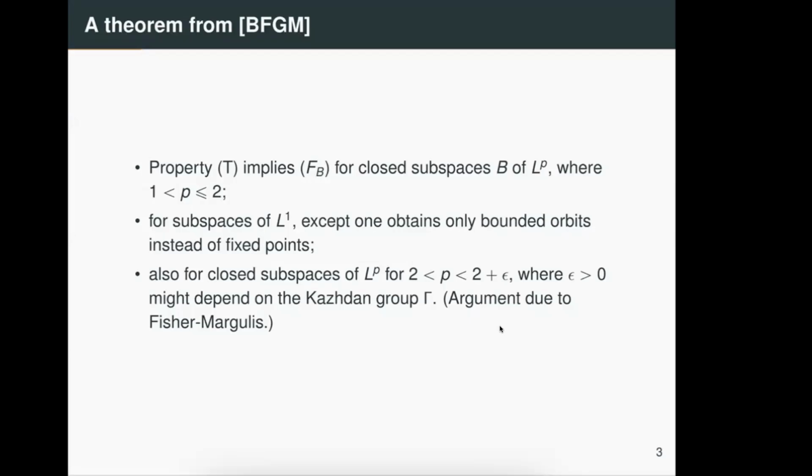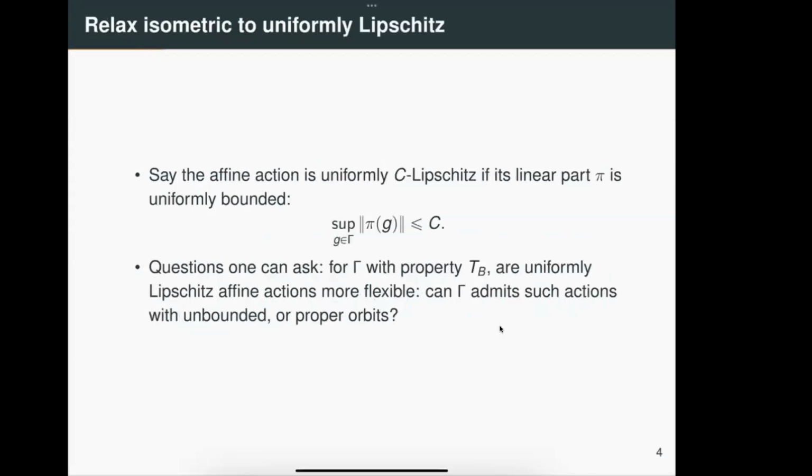These are some results about affine isometric actions. Then you can relax isometry to being uniformly bounded. This is what we're going to talk about in this talk. Let's relax this isometry pi to a uniformly Lipschitz, uniformly bounded representation. We say this affine action is uniformly C-Lipschitz if the linear part has norm uniformly bounded by C.